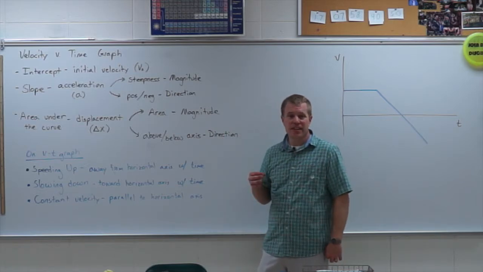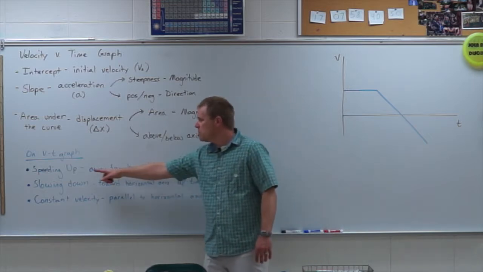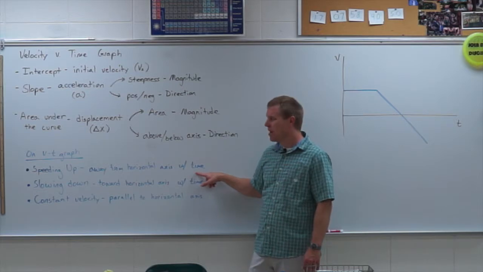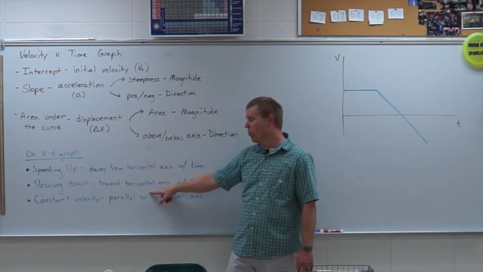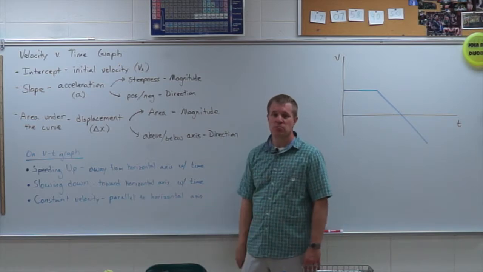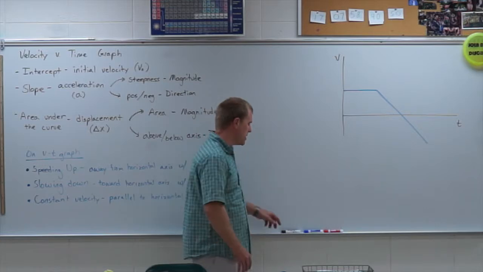This one also has a lot easier ability to tell you if it's speeding up or slowing down. So if it's speeding up, that means that the line is moving away from the horizontal axis with time. If it's slowing down, it's moving toward the horizontal axis with time. And if it's parallel, it's moving at a constant velocity. So let's look at this picture and kind of pull out some of this information here.